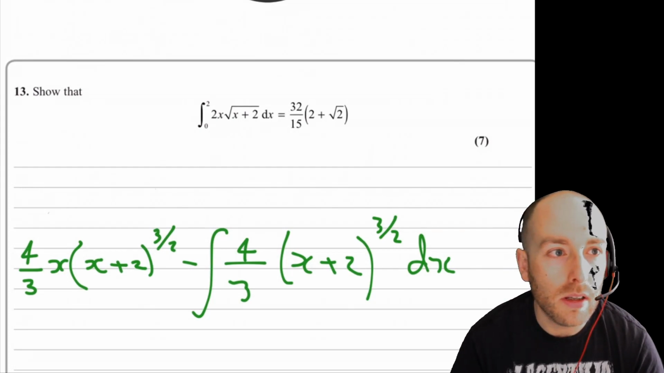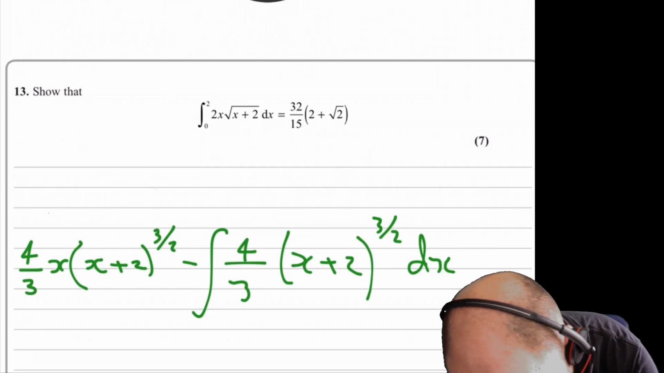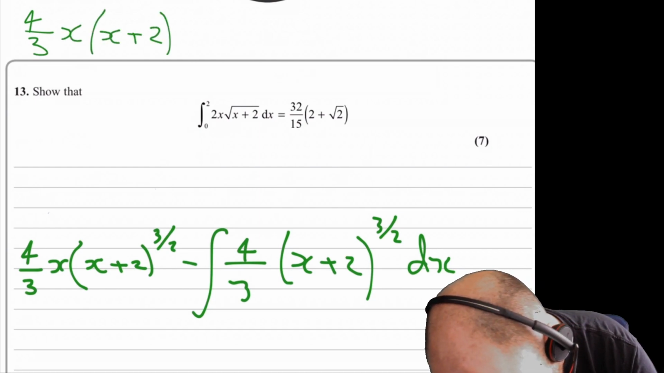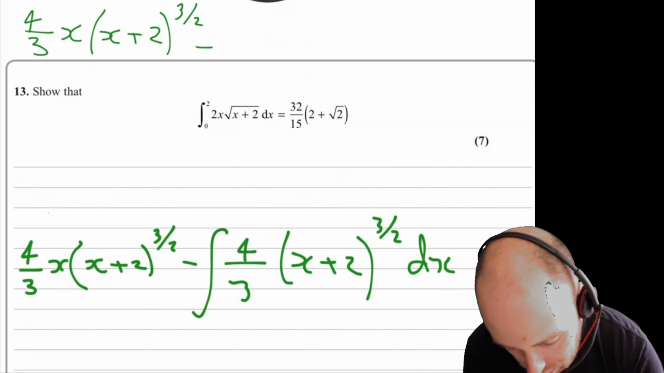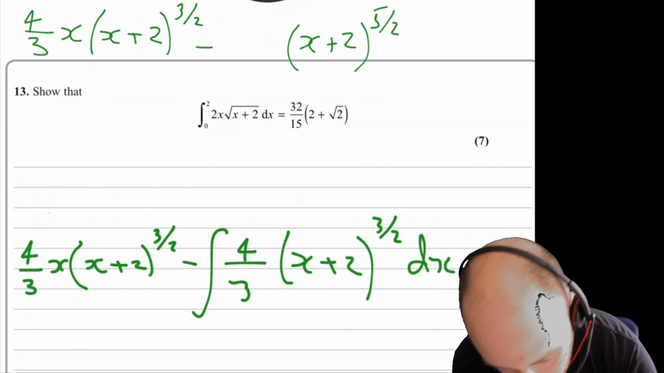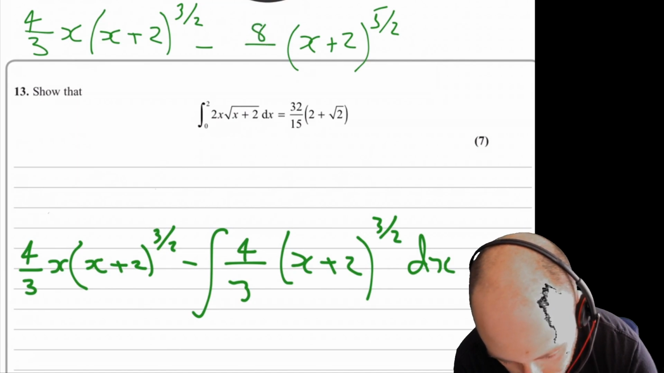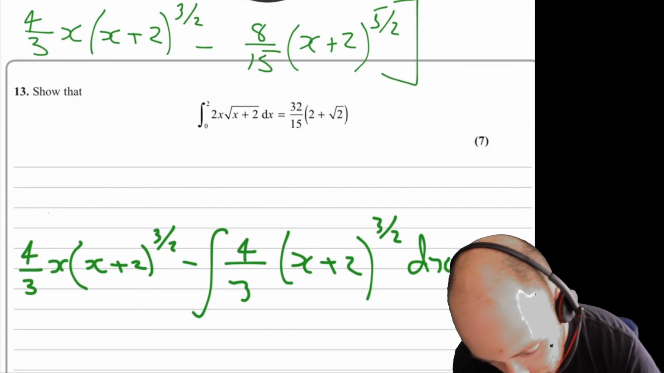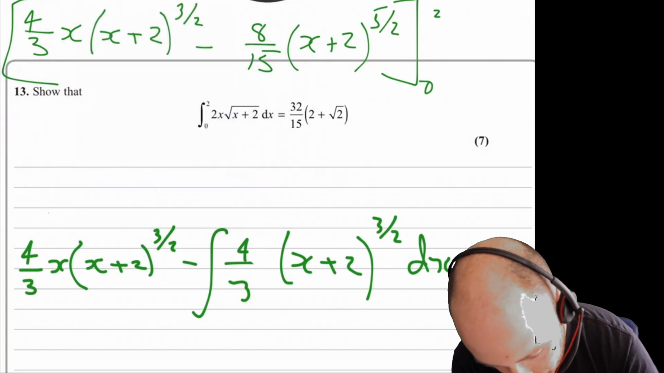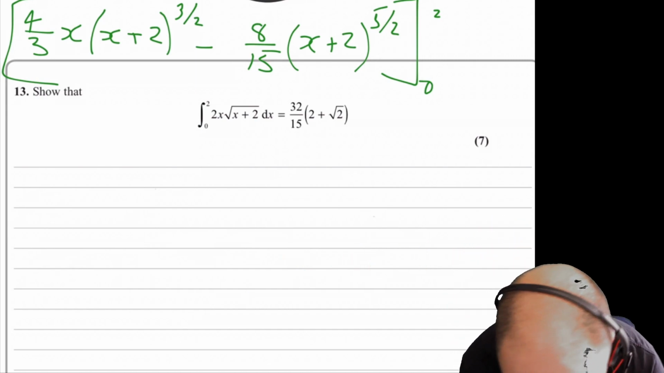So I've just lost the screen there. Okay, so we get 4/3 x plus 2 to the 3 over 2 minus, so integral of this, we're going to get x plus 2 to the 5 over 2 times 2/5 times 4/3. That's going to be 8/15 there for that one. Brackets, 0, 2. Hope this is going to work. You guys haven't commented anything, so I'm assuming you haven't spotted any mistakes, which is good.